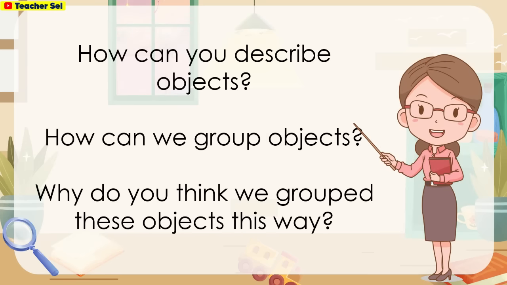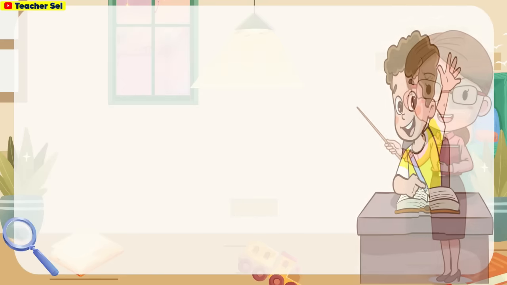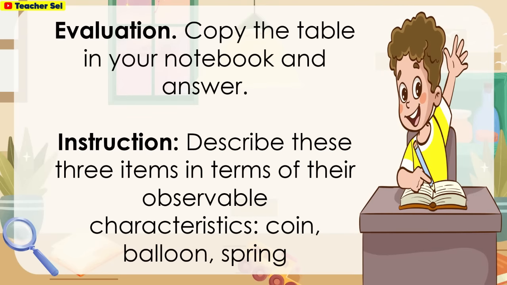How can you describe objects? How can we group objects? Why do you think we group these objects this way? What is the importance of describing an object in terms of physical properties? Copy the table in your notebook and answer.